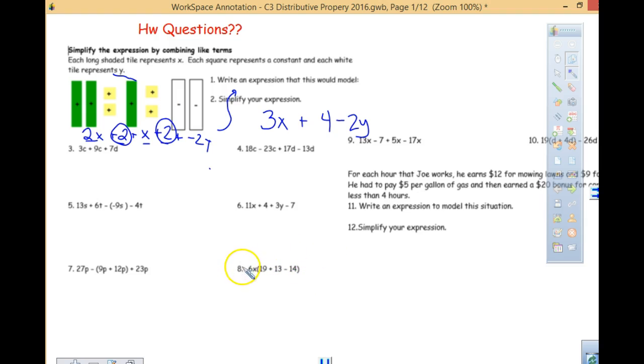So if I'm looking at number 5 here, was that one of my questions that someone has up there? Yes. Okay. So if I'm looking at number 5, in that problem I want to add my like terms. And so when I look at number 5, the like terms.